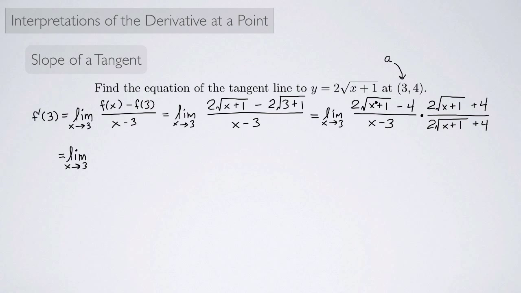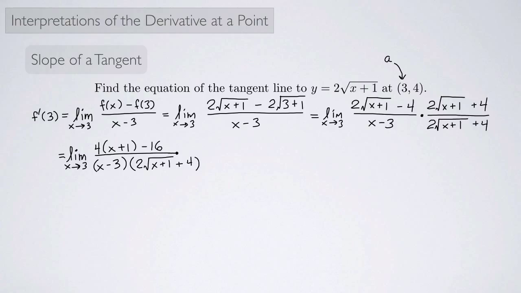So we have to FOIL out the top here, first, outer, inner, and last. So the first term would be 2 times 2 is 4, and then the square root will go away here. So I'm going to get 4 times x plus 1. And then the cross terms should cancel. I have a 2 times the square root of x plus 1 and a 4, and then I have a 2 times the square root of x plus 1 and a negative 4, so those are going to go away. And then I have a negative 4 times a positive 4, that's going to give me minus 16. And then on the bottom, I could multiply this out, but I'm not going to do that because I know that something's going to cancel here, that x minus 3 is probably going to cancel, so I'm just going to leave it like the normal way here without multiplying it out.